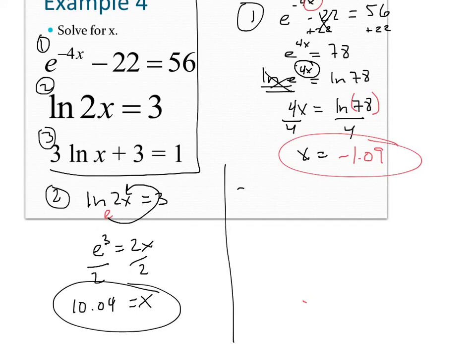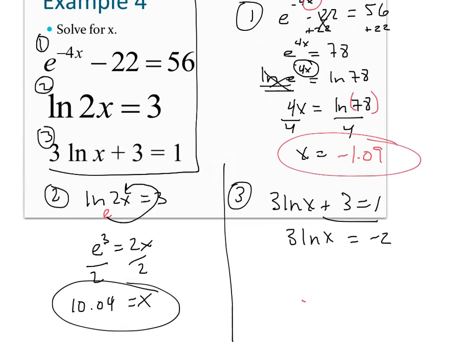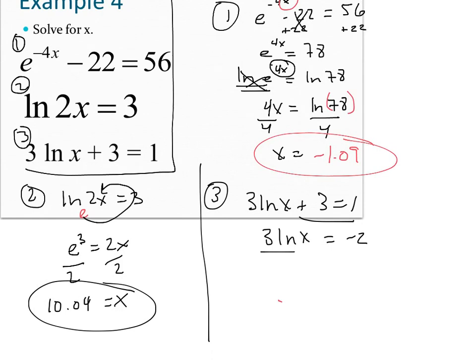Last but not least, we're going to do number 3. Here's another situation in which I have 3 natural log of x plus 3 is equal to 1. Before I convert, I want to move this guy over, so I'm going to subtract 3 from both sides. Then I'm at a position where I can get that natural log of x by itself, so I'm going to divide out that 3. I get natural log of x is equal to negative 2/3.